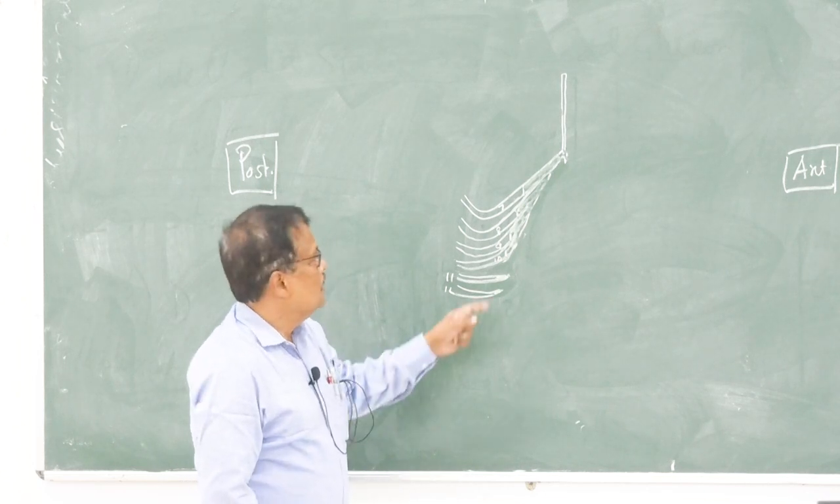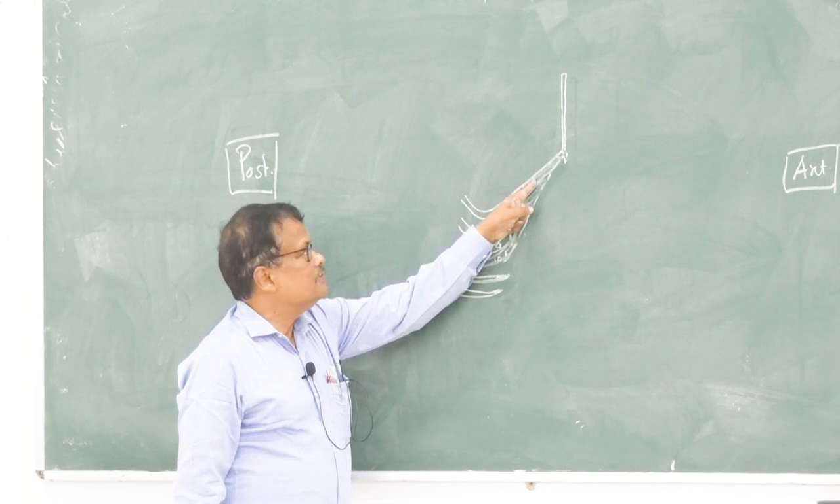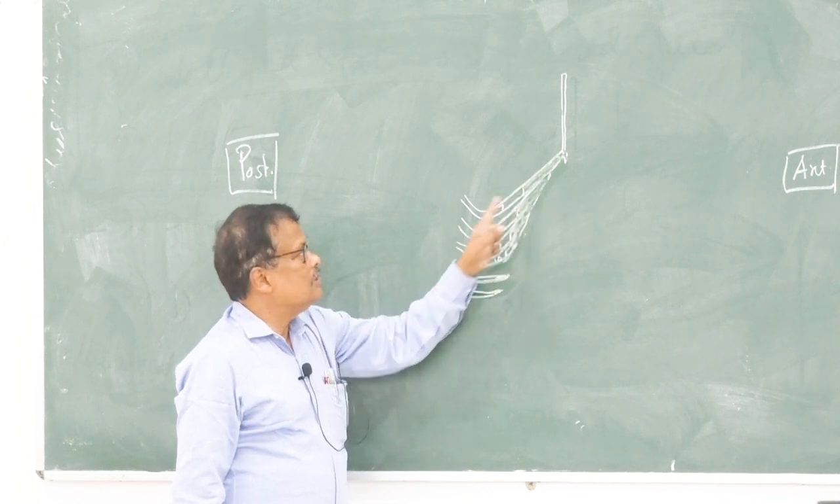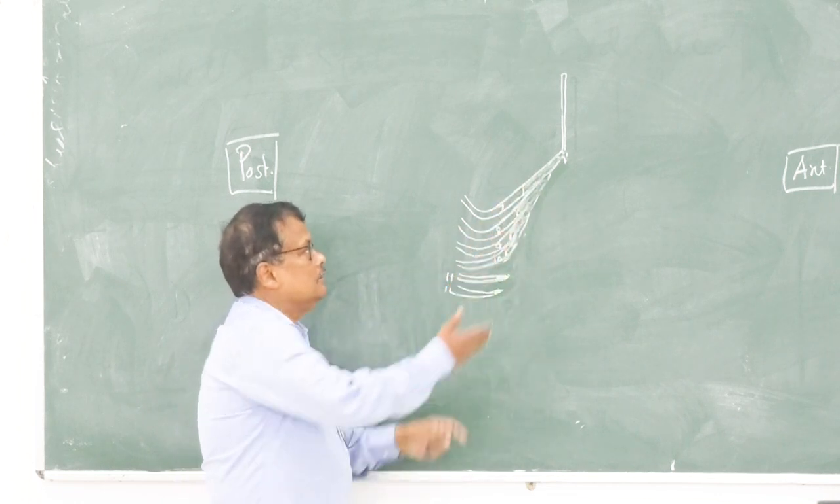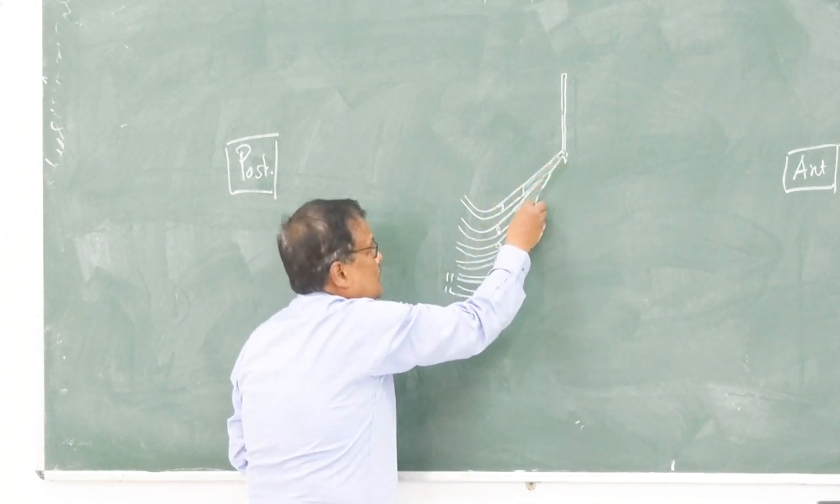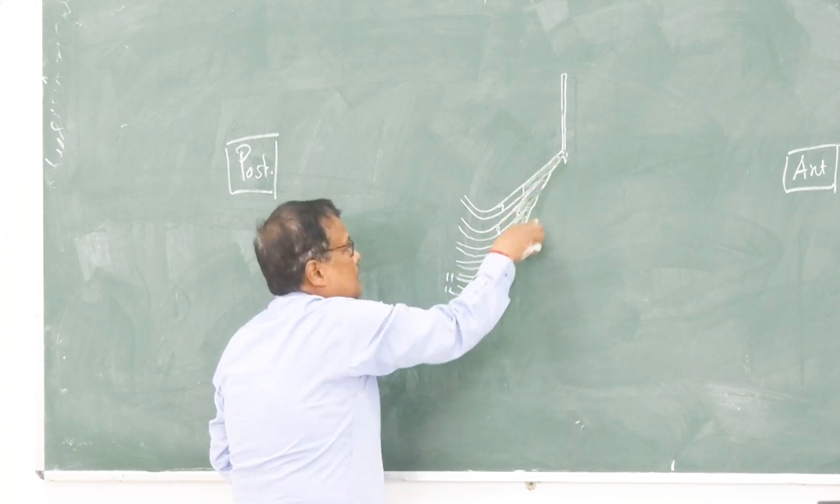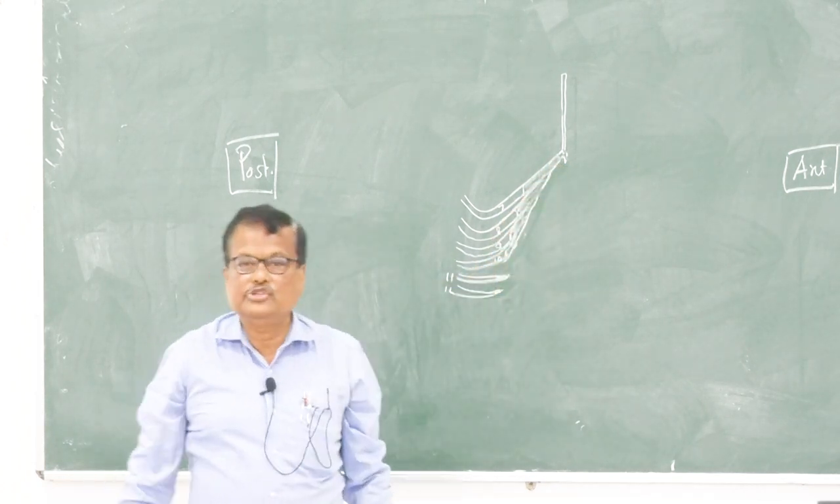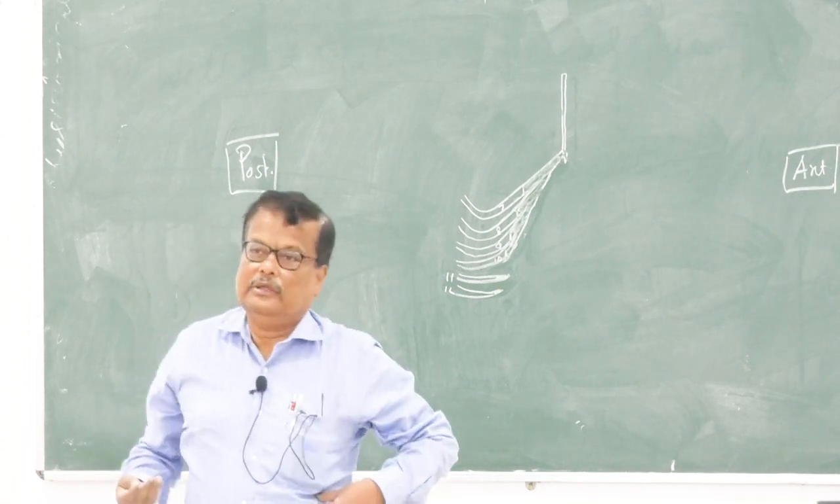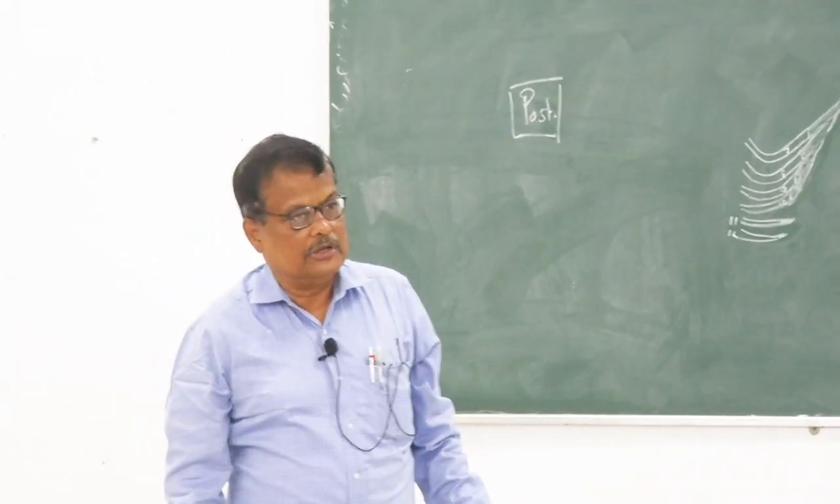Right? So the 7th rib touches here, the 8th rib touches the costal cartilage of the 7th, the 9th touches the costal cartilage of the 8th, the 10th touches as well, and this line is called the costal margin of the right side or the left side. This line is known as the costal margin.